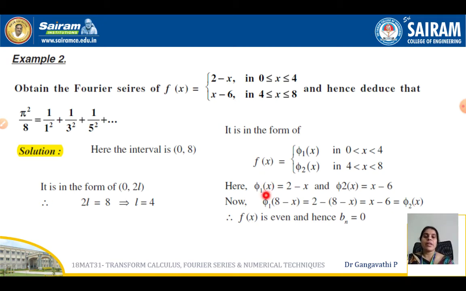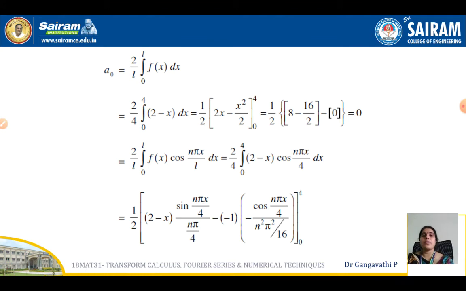Consider here phi 1 of x, that is 2 minus x, and let us replace x by 8 minus x, that is 2L minus x. So when we replace it, 2 minus of 8 minus x, when we simplify, we get x minus 6. This x minus 6, according to the given problem, is phi 2. So we started with phi 1 and we ended up with phi 2. So this shows that f of x is an even function, and once the function is even, Bn will be equal to 0. So let us evaluate only a0 and an now.